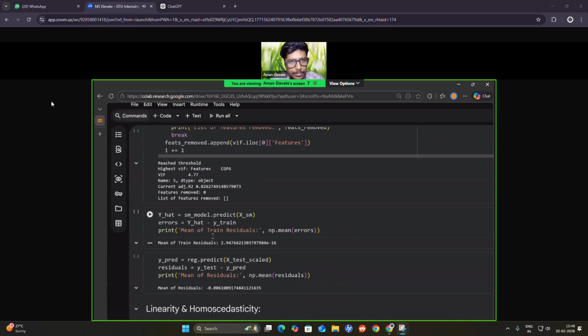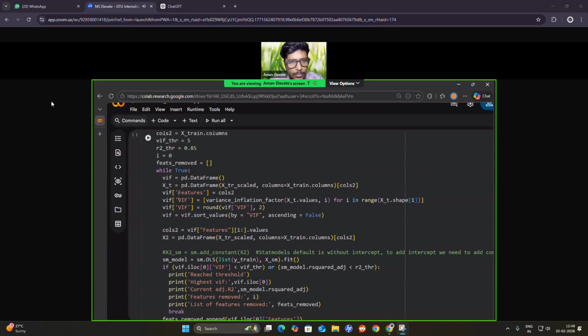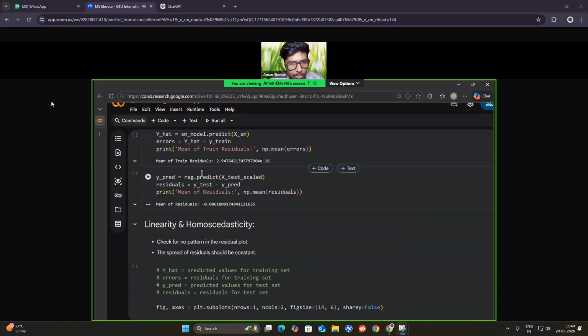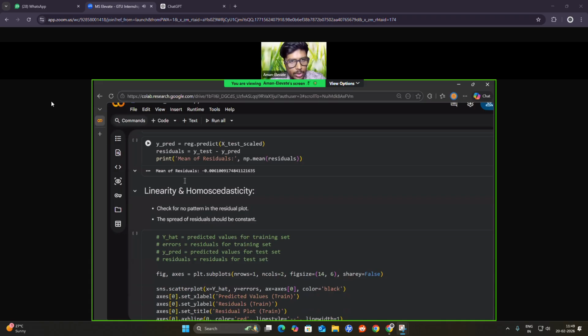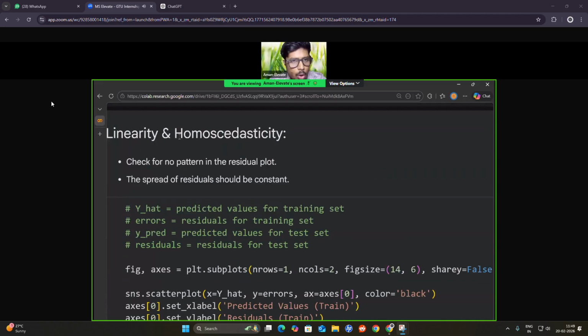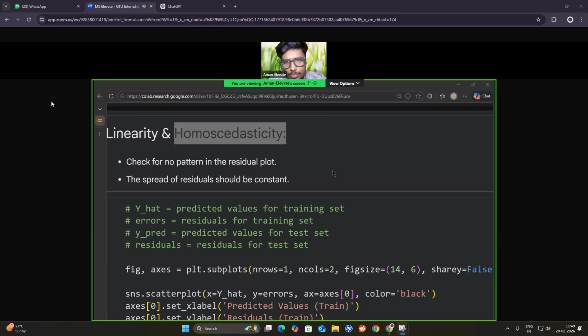So now, okay, you can ignore this part for now. Yeah, now this is something that is homoscedasticity. Okay, homoscedasticity. Now what is homoscedasticity? Let me show you what is homoscedasticity.